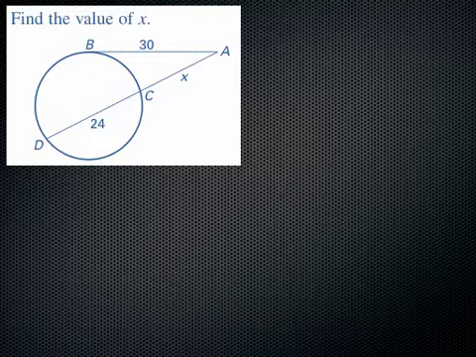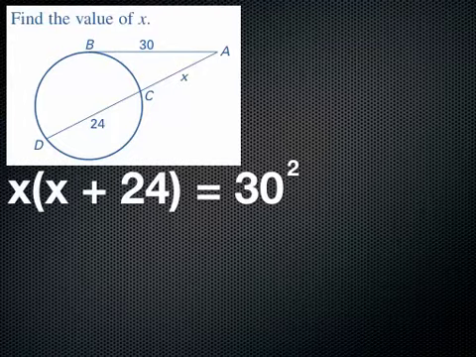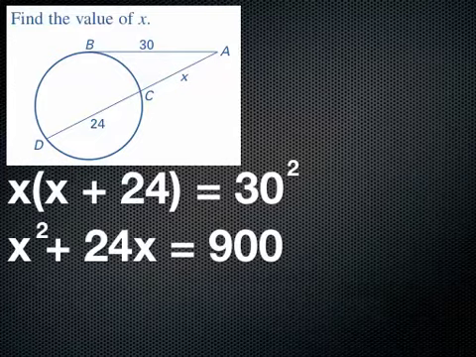I need to find the length of the entire secant segment, which would be found by adding 24 plus x, the two segments creating the larger segment, AD. What I can do is say x, the exterior secant segment, times x plus 24, the length of the whole secant segment, equals 30 squared, which is the tangent segment, AB. Go ahead and distribute your x and square your 30, and we get x squared plus 24x equals 900.